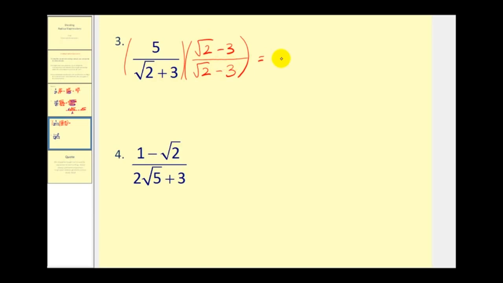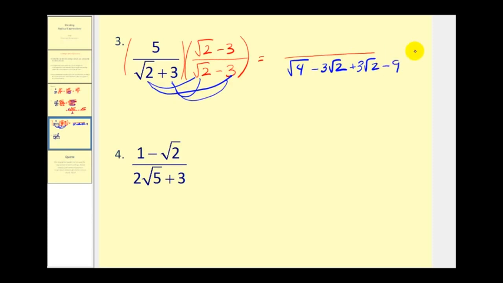Let's go ahead and multiply out the denominator first. Here we'd have the square root of 2 times the square root of 2 as the square root of 4. Now these are conjugates, so the next 2 products should be opposites. The next product will be a minus 3 square root 2, and then we have a plus 3 square root 2, and then we have 3 times negative 3, so that'll be minus 9. Notice the 2 middle terms are opposites. Those sum to 0. Let's go ahead and take a look at our numerator now. We'll distribute the 5, so we'll have 5 square root 2 minus 15.